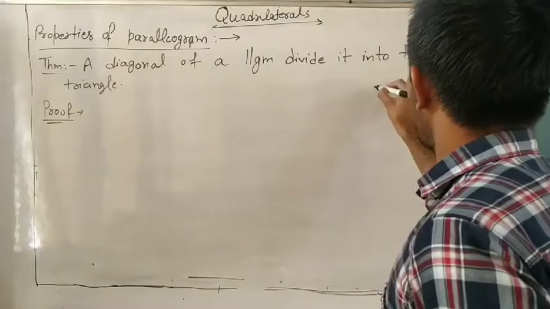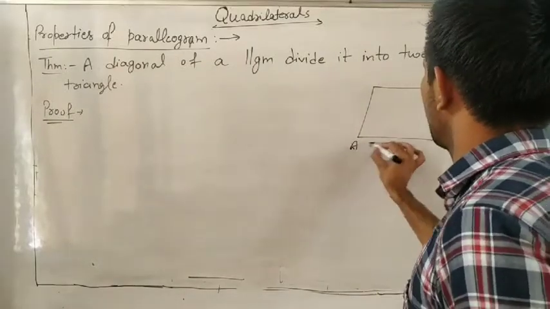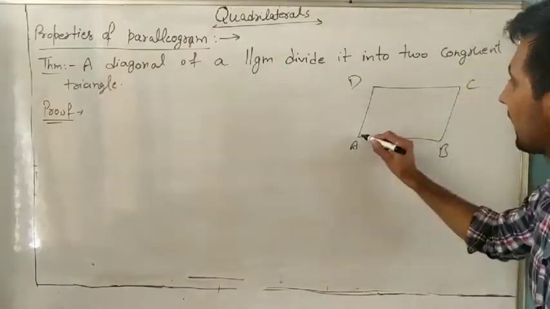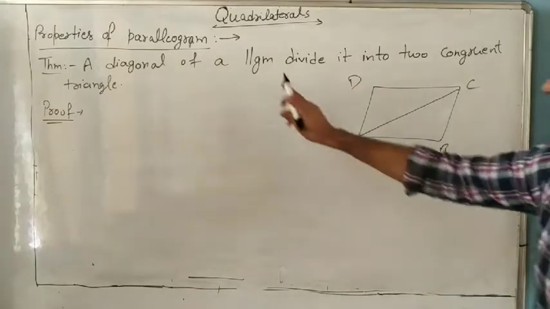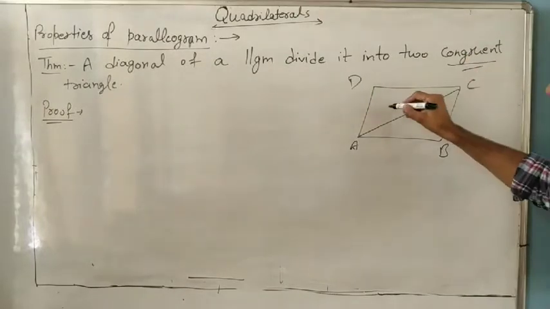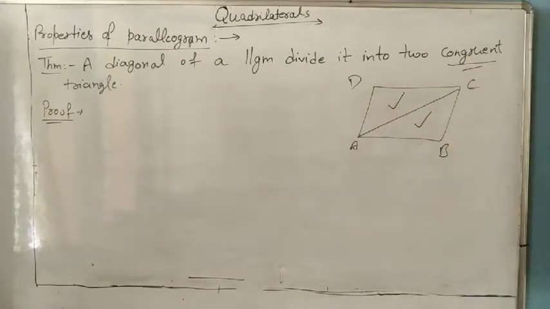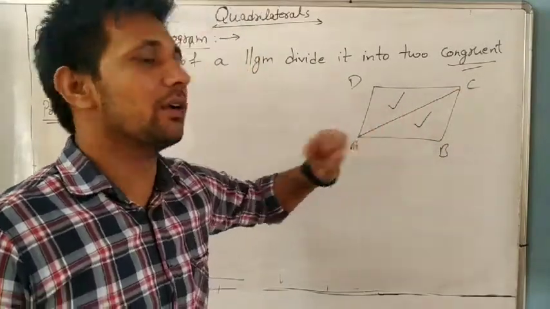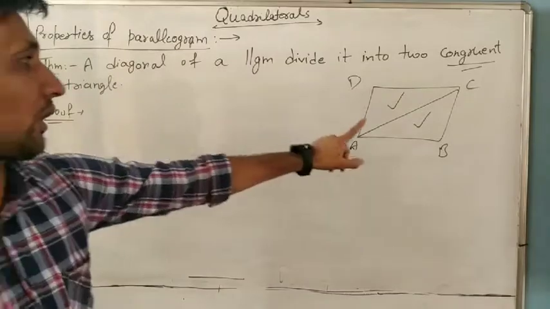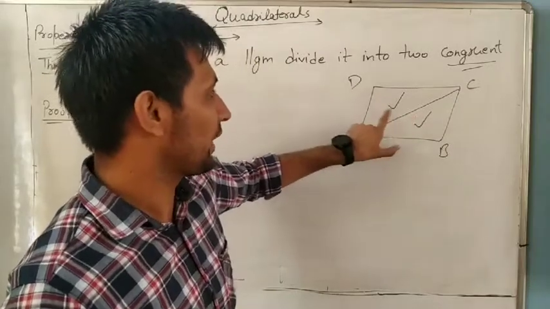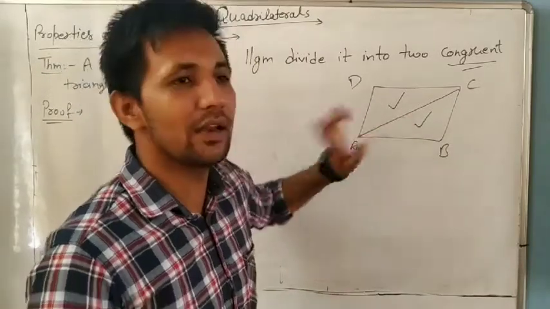Suppose it is a parallelogram ABCD, and we have to prove that any diagonal, suppose AC is the diagonal, divides it into two triangles, and both are congruent. So we have to prove that the diagonal of a parallelogram divides it into two congruent triangles. So we have to prove that these two triangles are congruent.